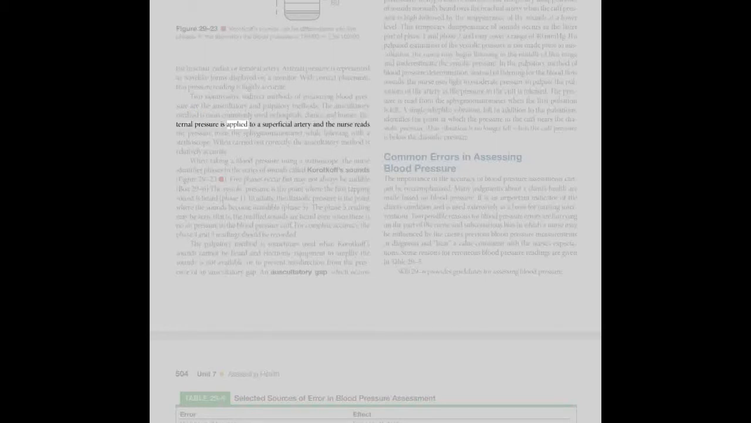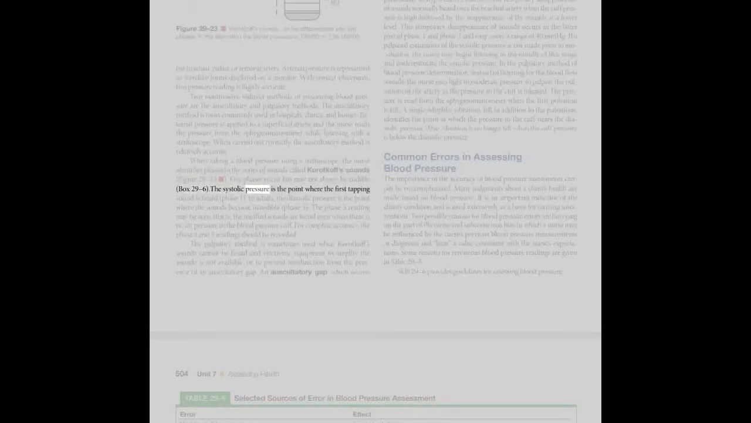External pressure is applied to a superficial artery, and the nurse reads the pressure from the sphygmomanometer while listening with a stethoscope. When carried out correctly, the auscultatory method is relatively accurate. When taking a blood pressure using a stethoscope, the nurse identifies phases in the series of sounds called Korotkoff sounds, Figure 29-23. Five phases occur but may not always be audible, Box 29-6.